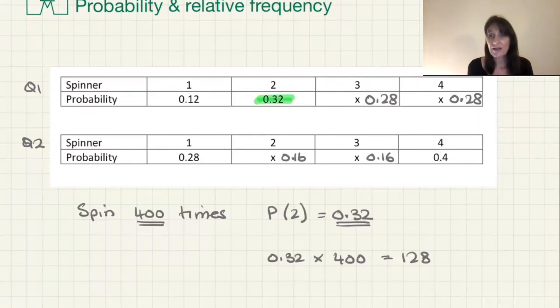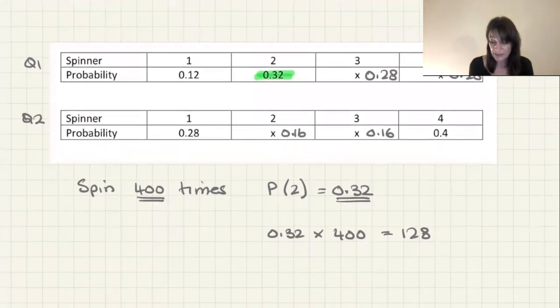If you were on a non-calculator paper, then you would be doing this by hand. And there you can double the 32, double it again, and just get your decimal point in the right place. These are generally on calculator papers.